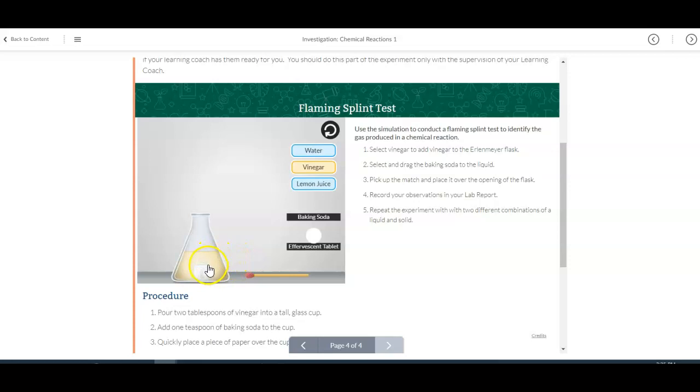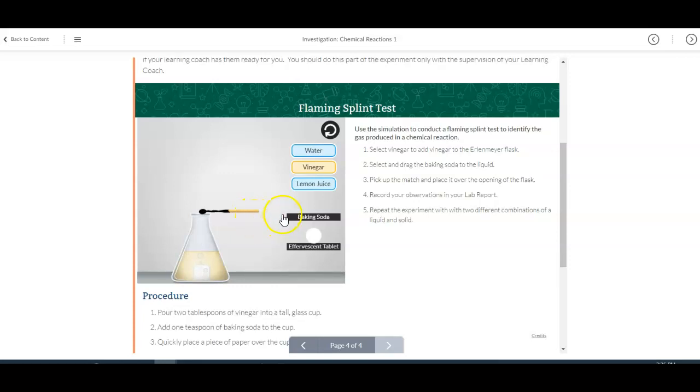Is it oxygen? Is it hydrogen? So we're going to test that. It says pick up the match, place it over the opening of the flask, and record your observations. So if we put it over, it went out. If you're creating some kind of data table or just a chart, it doesn't really have to be a table, just some kind of chart that's got vinegar plus baking soda equals no flame. The flame went out.